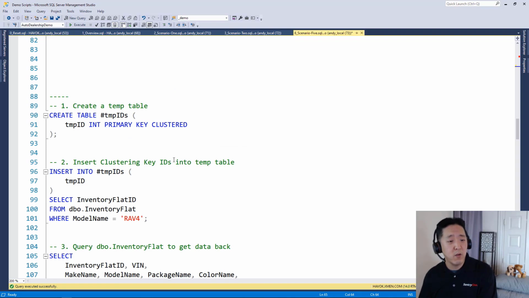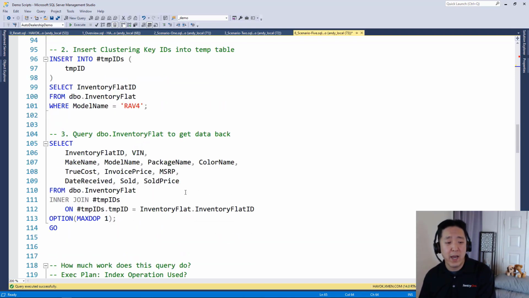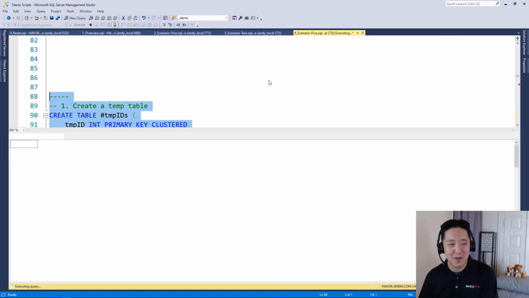So I'm going to create a table called temp IDs. I'm going to cluster the temp ID, so that will be my clustering key and primary key. We're going to insert the clustering key IDs, which is the inventory flat ID out of inventory flat, where model name is equal to RAV4. And then we're going to go back and, against inventory flat, inner join that against temp IDs on my key in order to get the ultimate, full data back here. And again, those of you who have been paying attention should know exactly what's about to happen here.